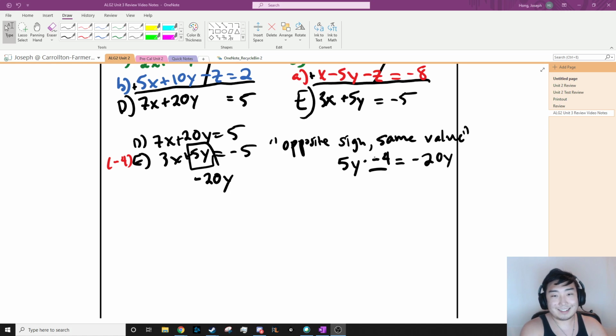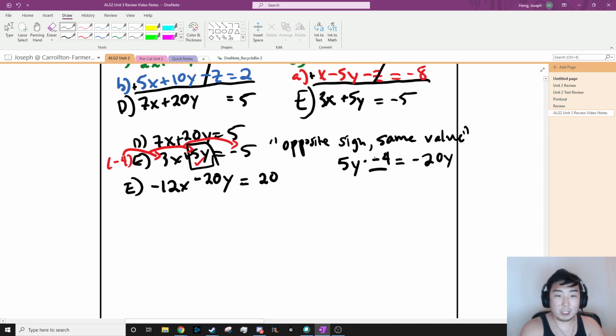So really, if I multiply everything here by negative 4, I should be like this, and like this, and like that. So 3 things I'm multiplying by negative 4. And I've already done this one, right? So this one's done. Negative 4 times 3 is negative 12x. Negative 12x, and this is equal to positive 20. So this is still equation E. I just made my numbers bigger, but the statement is still true.